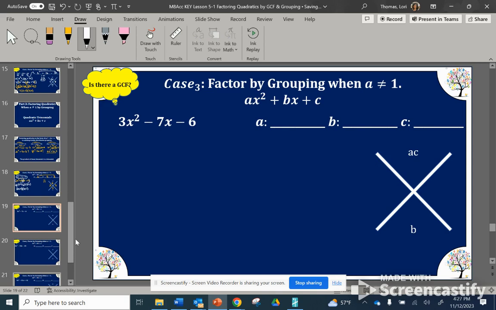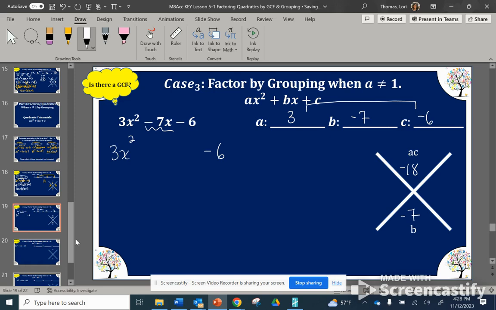Remember to pause the video at any point you need if I'm going too fast, or if you want to try to do it before we show the steps. There is no GCF. Our a is 3, our b is negative 7, and c is negative 6. For our graphic organizer, the top value is the product of a and c, and our bottom number is the coefficient of our linear term, the one we are trying to split. So let's go ahead and bring down our quadratic term and our constant. We need to decide what 2 terms that give us negative 7x we will use.